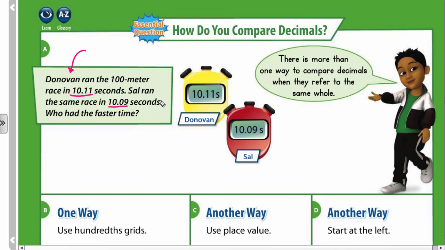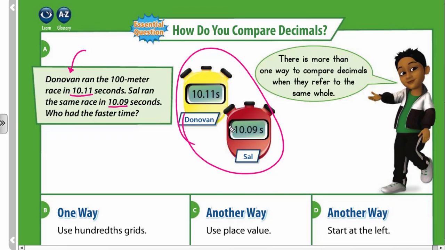Okay, let's see. What do we need to do? We have 10 and 11 hundredths seconds. We have 10 and 9 hundredths seconds. Of course, you know why I'm saying hundredths, because we have 2 digits to the right of the point, and we have it written here also. We're using stopwatches. And to know which one is faster, we need to compare them. Compare means we need to know which one is greater and which one is less. And we have many ways to do this.